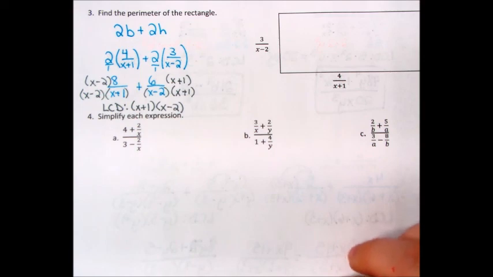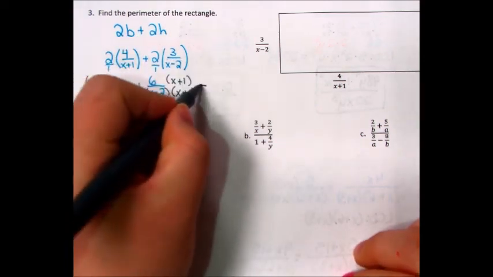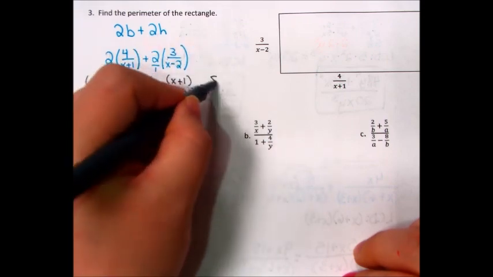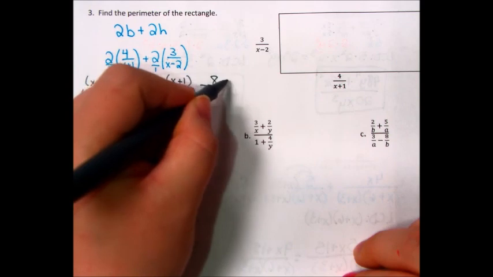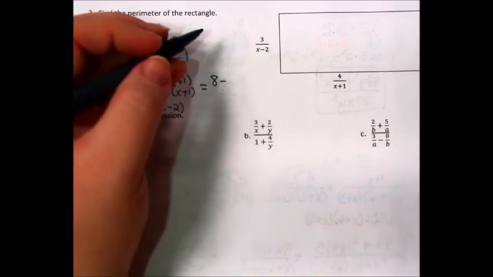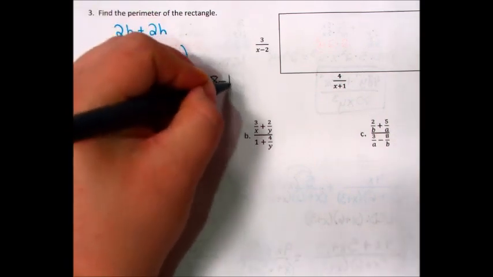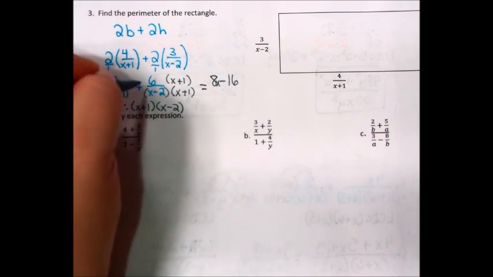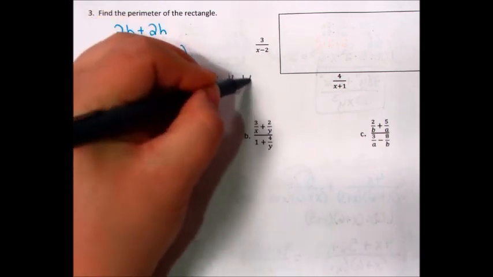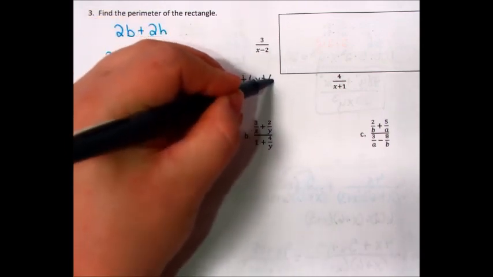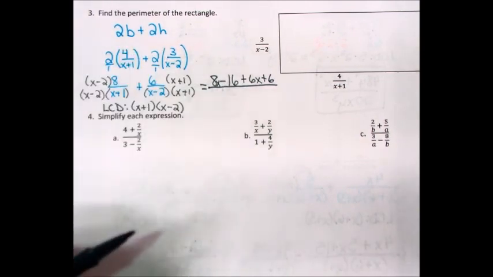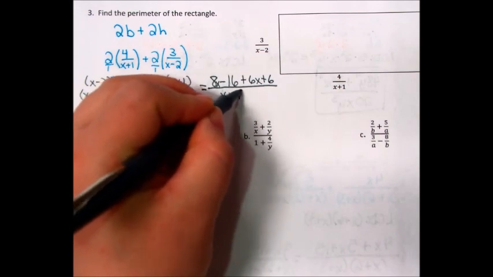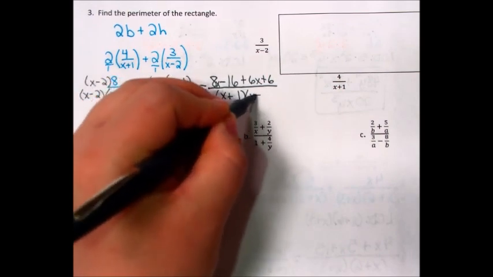Now I can work through distributing the 8 to the x minus 2 on top and the 6 to the x plus 1 on top for the other, leaving me with 8x minus 16. And then over here I have 6x plus 6, all over that same LCD that we had before, x plus 1, x minus 2.